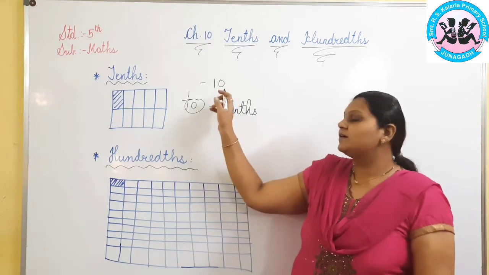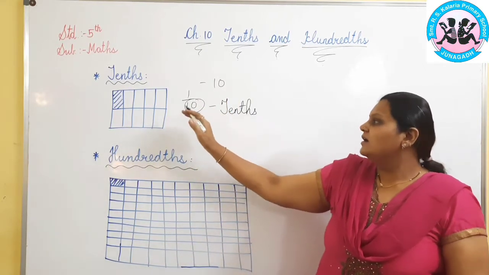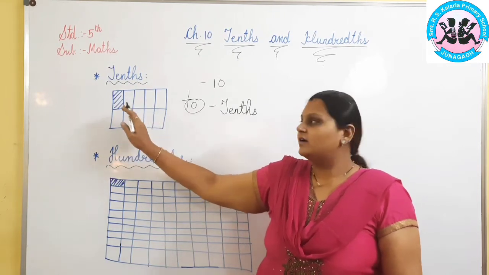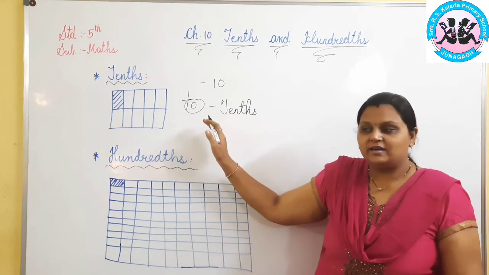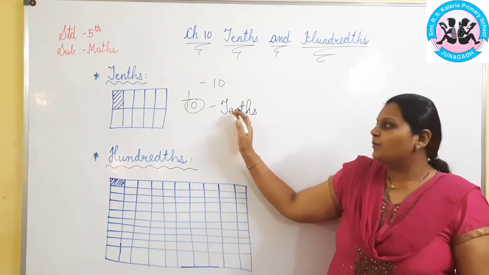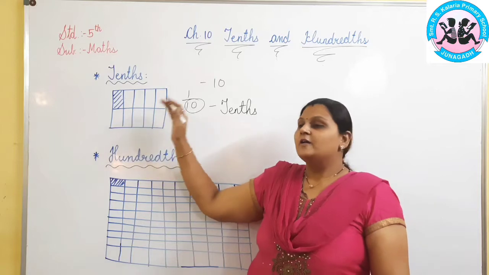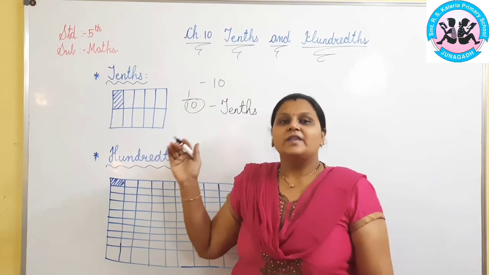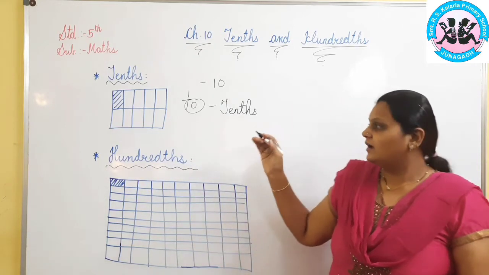It is not similar to 10, but a total part for a given figure, that whatever we are writing in a denominator is tenths. Suppose 10 parts are there, then it is tenth. Suppose 7 parts are there, then it is seventh, right?